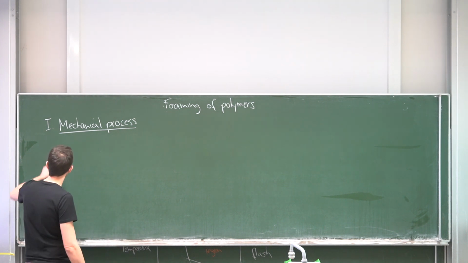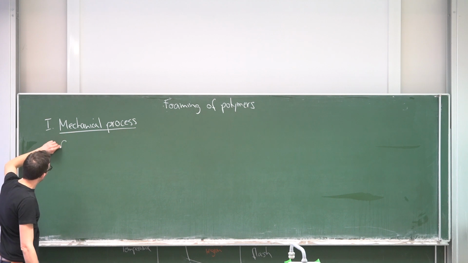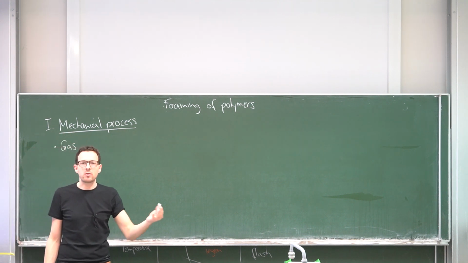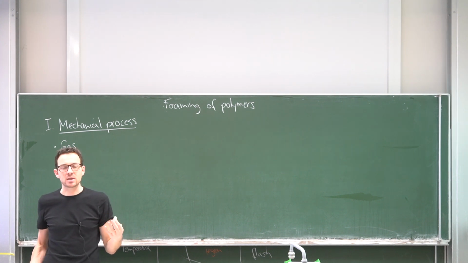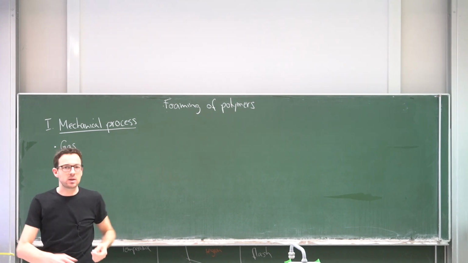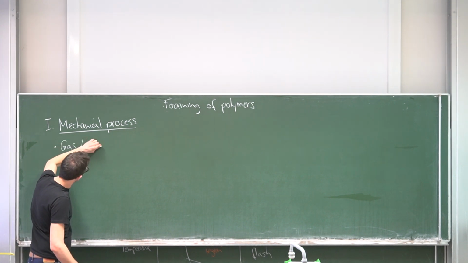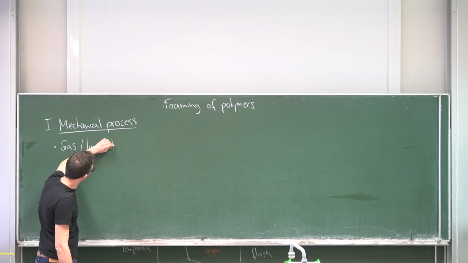So what we do is, or the key is, that we blow either a gas directly, or even better, maybe a liquid with a very low boiling point that remains as a liquid, but then as we heat up, it will expand. We call it low boiling point liquid.